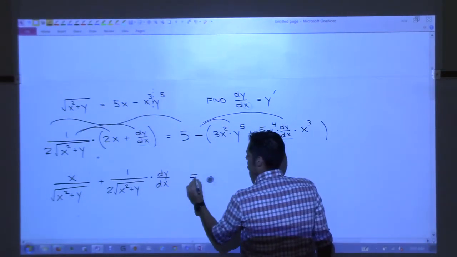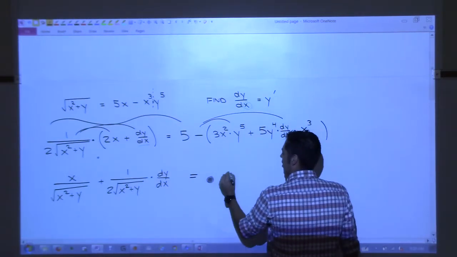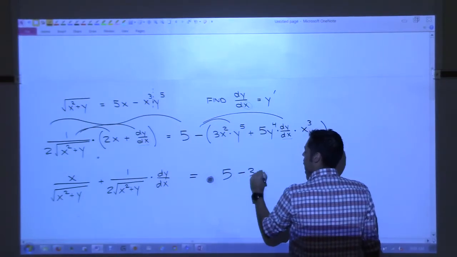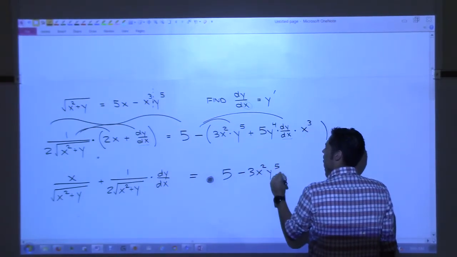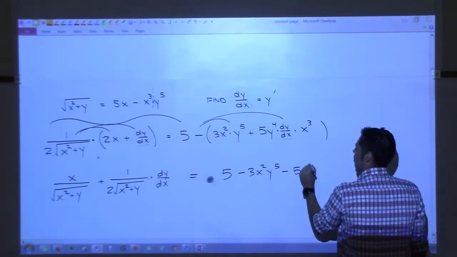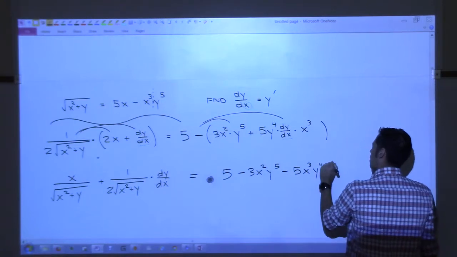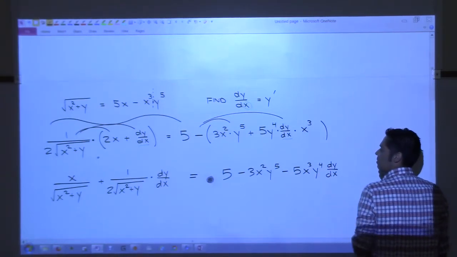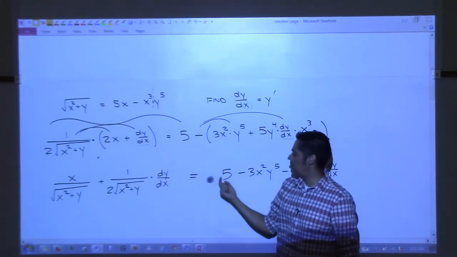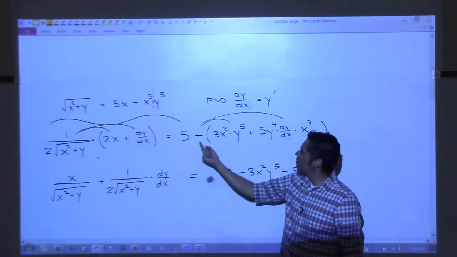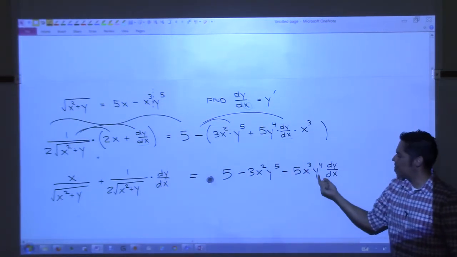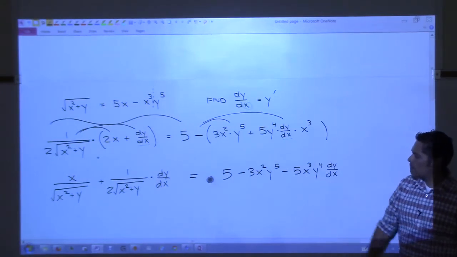Equals a big dot, and then 5, and then let me just distribute the negative through. So minus 3x squared y to the 5th, and then what do we have here? Minus 5x cubed y to the 4th dy dx. So just be careful, it's not a 5 going through, right? The 5 is by itself. It's the negative going through. So I put those together, and then I did the x cubed. I went ahead and brought it out here next to the y to the 4th. So we good there?